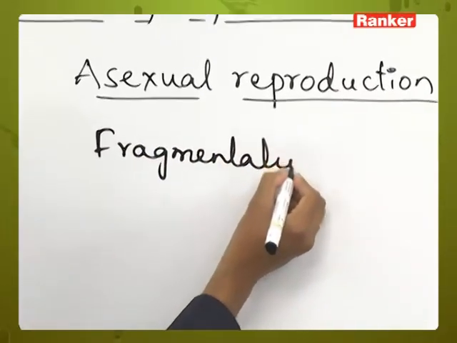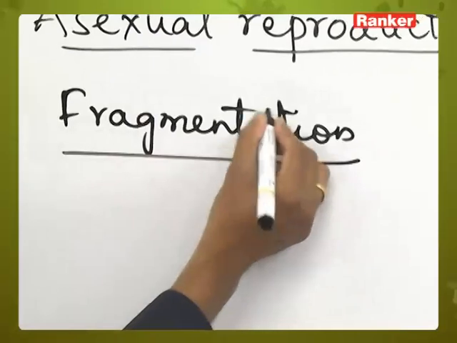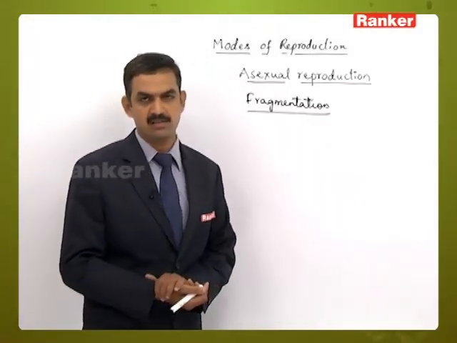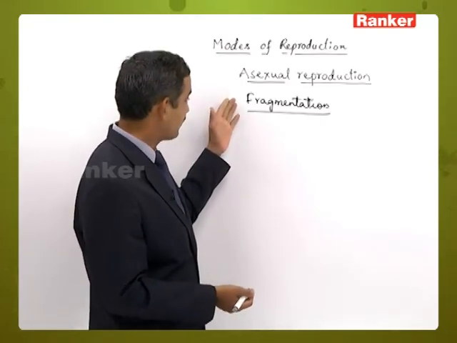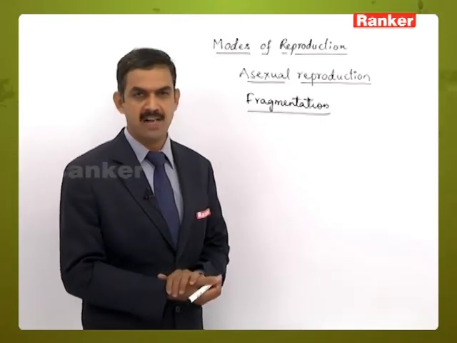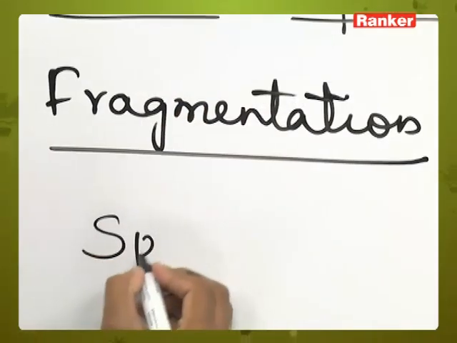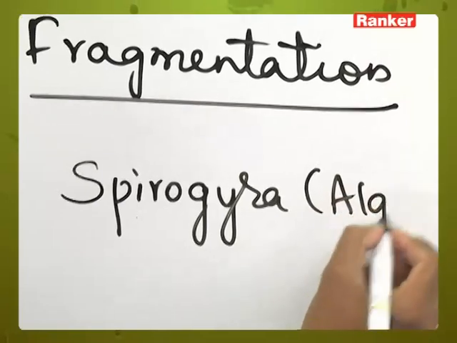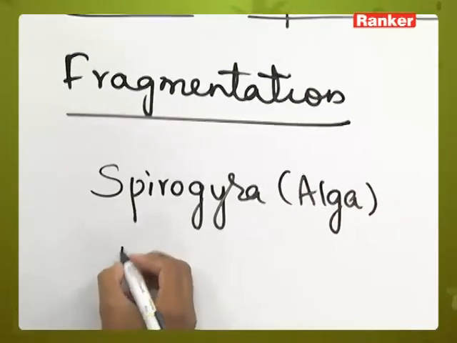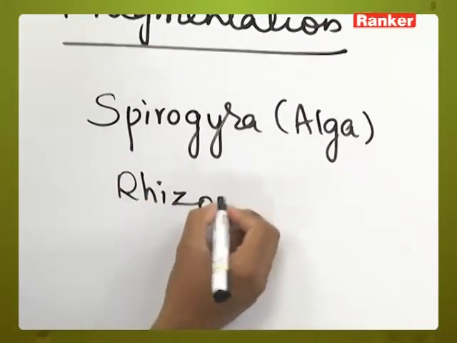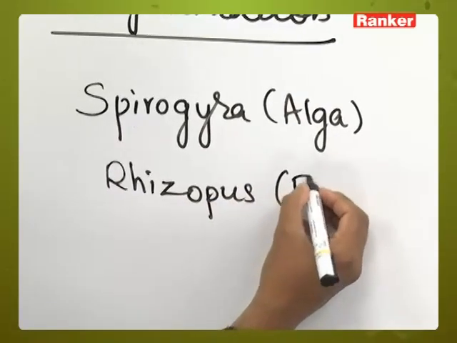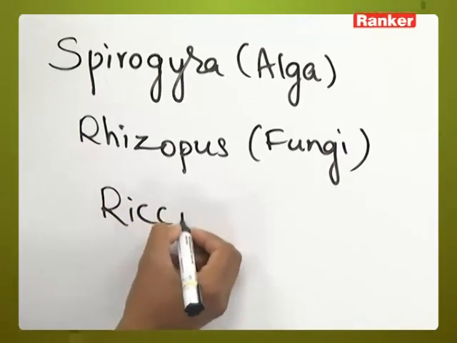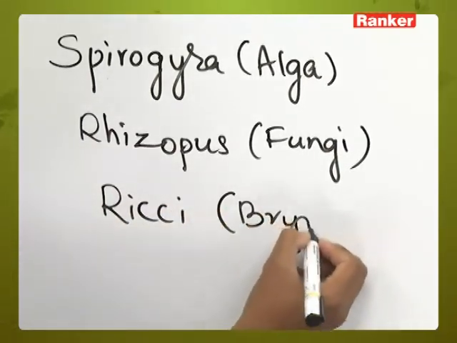Fragmentation. In some plants, from lower to higher plants, the plant body is broken into small fragments. Let us take the example of Spirogyra, which is an algal member, Rhizopus, which is a fungal member, and Riccia, which is a bryophyte.